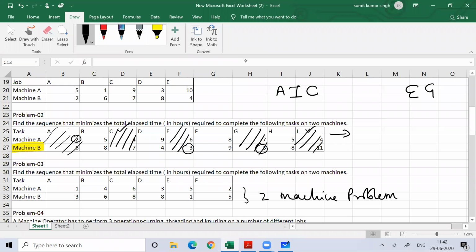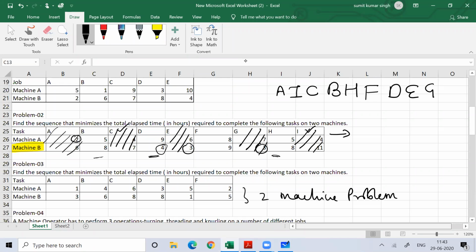Once this is done, you can see the next. Here D has the value 4 hours, but that is on machine B, so you can write D here. Then the next lowest value is on B and H. Both have the same value, so you can write either B or H. This is also done. Then ultimately the value left is F. So you have 1 2 3 4 5 6 7 8 9.